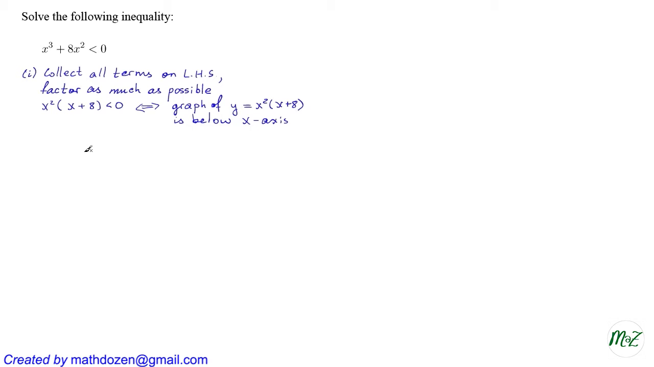So this expression being less than 0 is equivalent to the graph of y equals x squared multiplied by x plus 8 being below the x-axis. The wording below the x-axis corresponds to the left-hand side being less than 0. And it's easier to determine where the graph of y equals x squared times x plus 8 is below the x-axis.